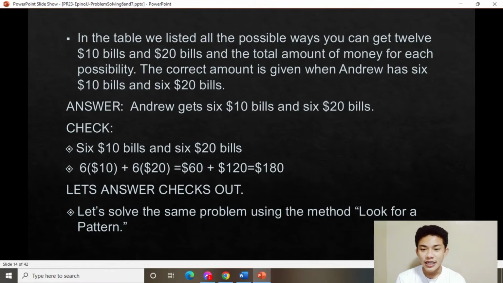To check if the answer is correct, 6 pieces times 10 bills plus 6 pieces times 20 bills is equal to 60 bills plus 120 bills, which is equal to 180 bills. And the answer checks out. Let's solve the same problem using the method look for a pattern.